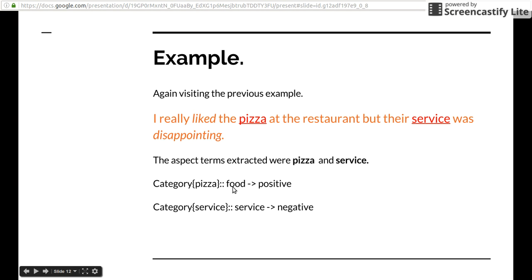Now, what if instead of one aspect term, food has several aspect terms, such as pizza, naan, etc.? In that case, we take the average polarity conveyed by all the aspect terms in the category food, and that average polarity is assigned to the category food. Similarly, for service, if we had more than one aspect term under service, we take the average polarity conveyed by all the aspect terms under the service category, and that average polarity is assigned to the category service.